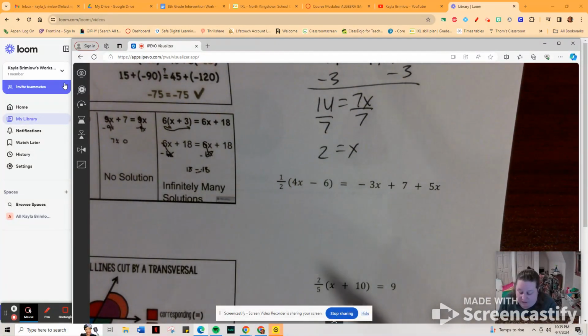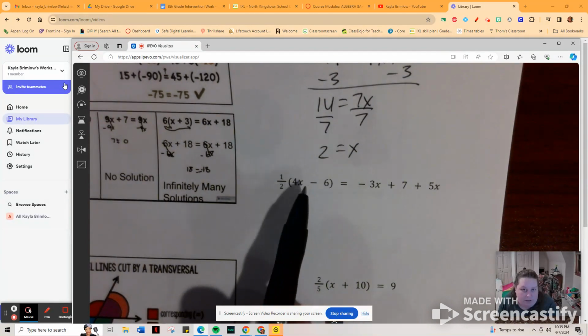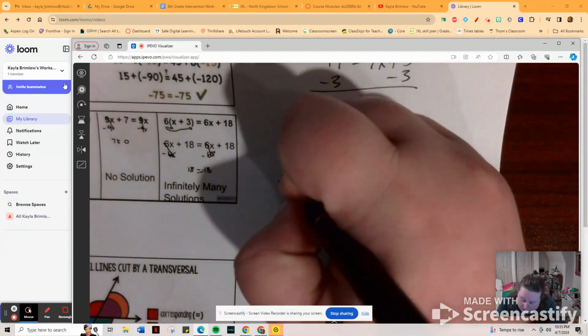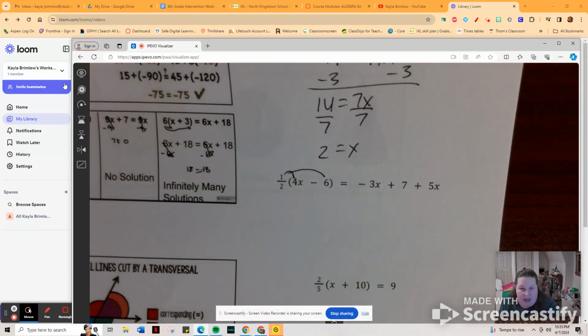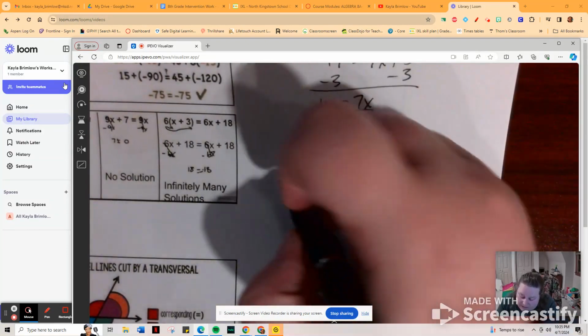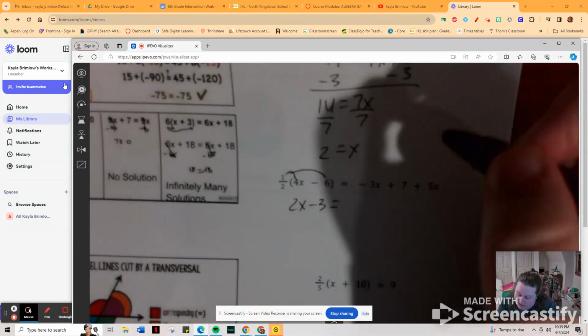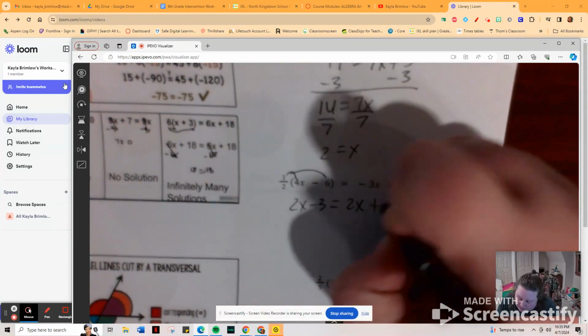to simplify it first. So that means on this side, I'm going to use the distributive property, and on this side, I'm going to combine my like terms. So when I multiply 1/2 by the terms inside the parentheses, I'm going to get 2x minus 3. And on the other side, I'm going to get 2x plus 7.